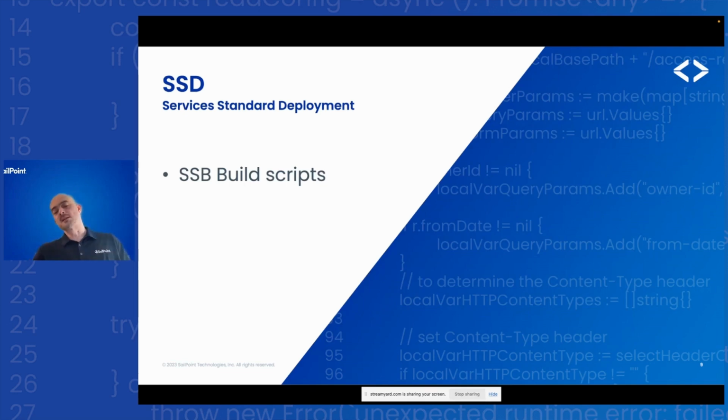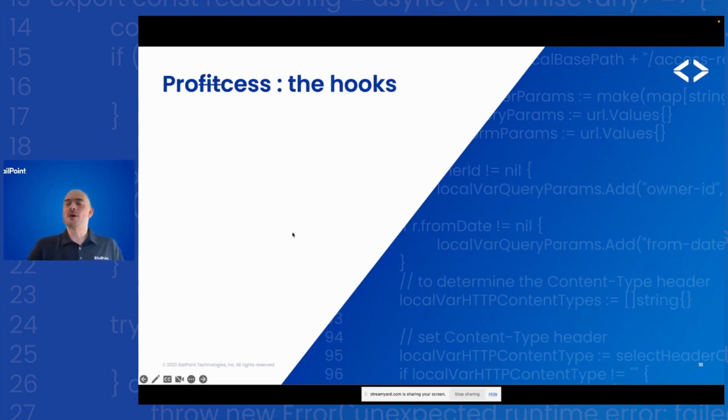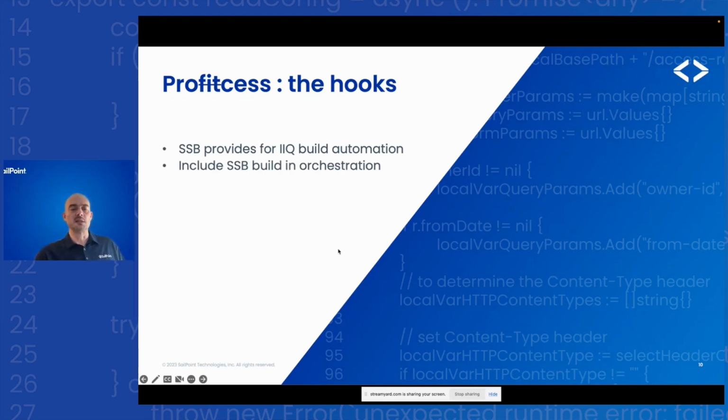So we take these SSB scripts, we're going to do some stuff, and then we have profit. But more seriously, how does this all fit together? Well, the SSB is going to provide us with tools to automate our build. And given that these are, in the end, all text files and scripts, all based on ANT, you can include this easily in any kind of existing orchestration.